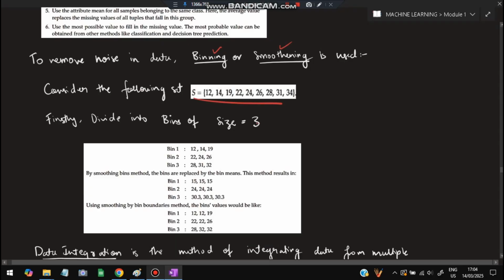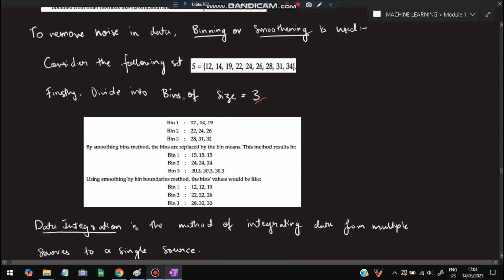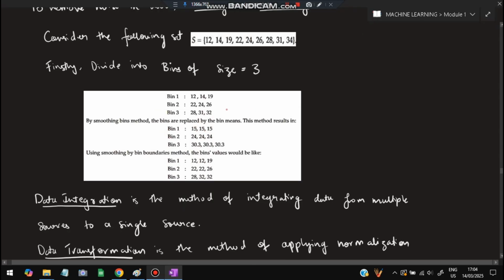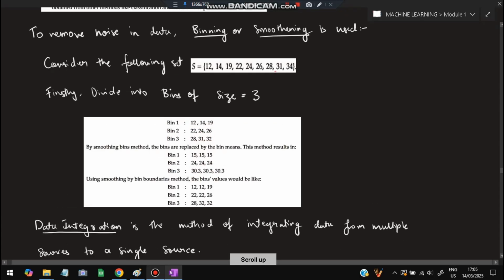Suppose this is a set. In this set there are 9 elements in total, so we'll divide it into 3 bins of size 3. Bin 1 will have 12, 14, 19. Bin 2 will have 22, 24, 26, and bin 3 will have 28, 31, and 32. The first step is the binning method. In the binning method, find the average of each bin and put it in all the places. That is the binning method.